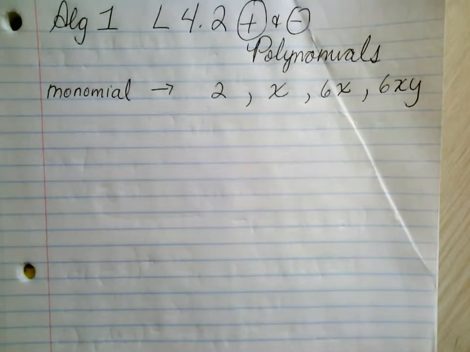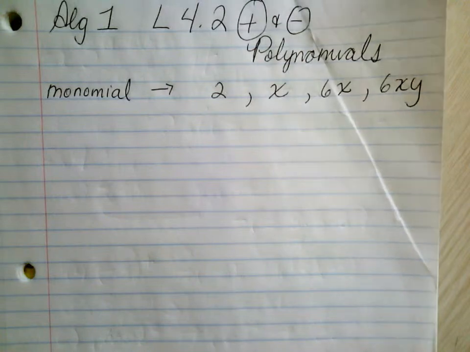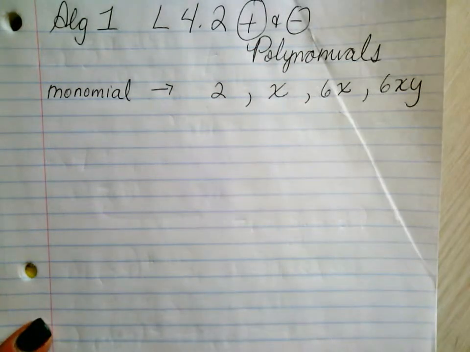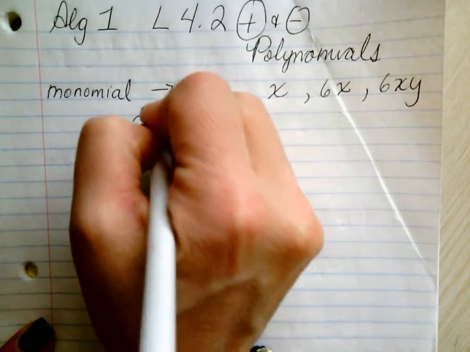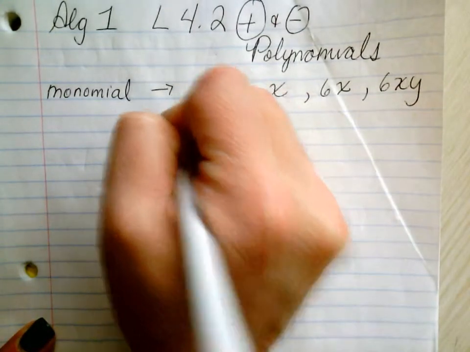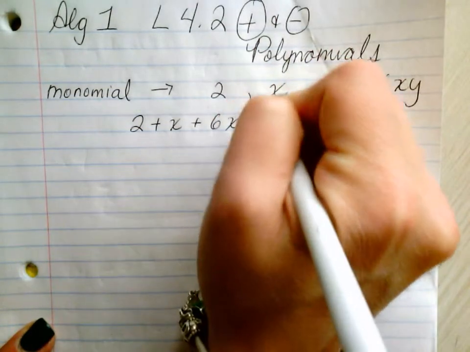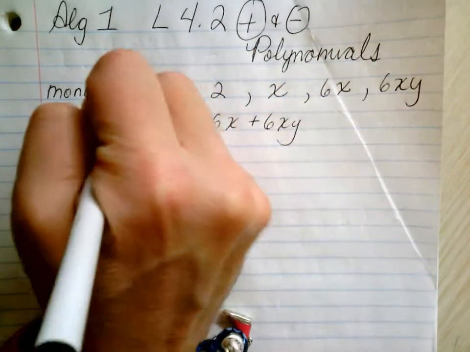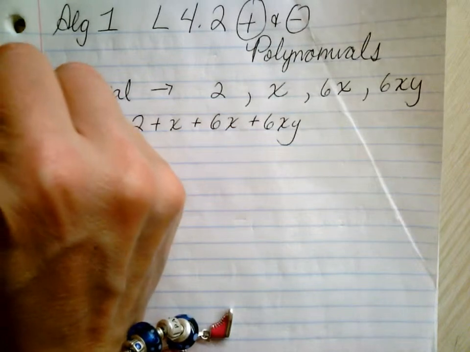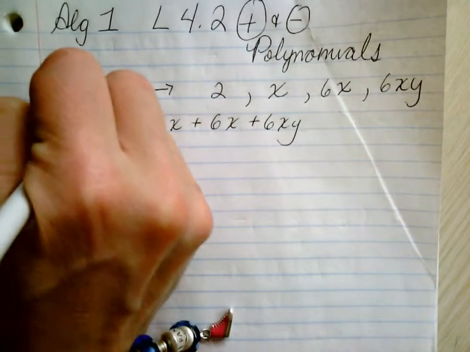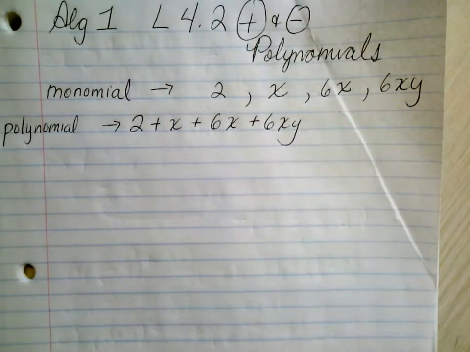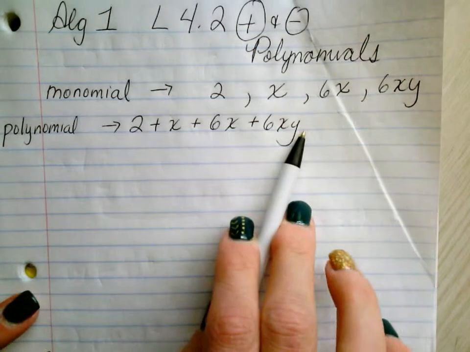Okay? Poly means multiple. So if you add all of this together, like this, you have a polynomial. Okay? This is a polynomial. It is the sum of a bunch of monomials. Clearly, I wouldn't leave this like this.